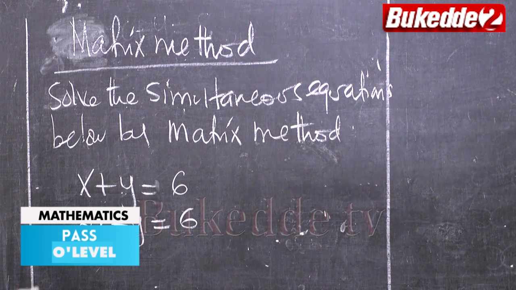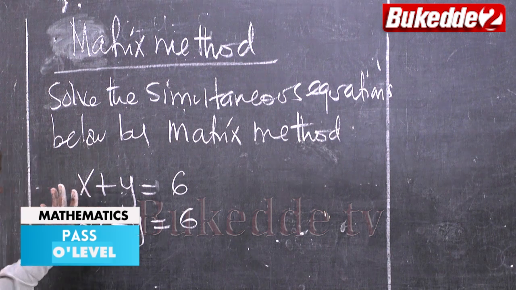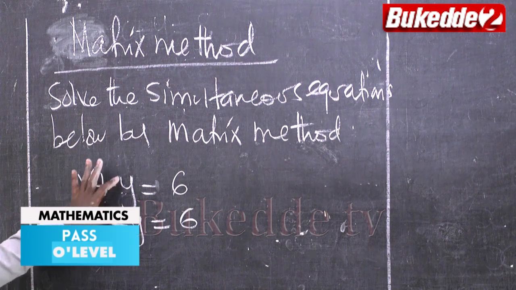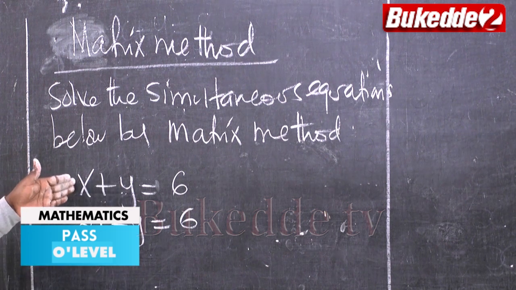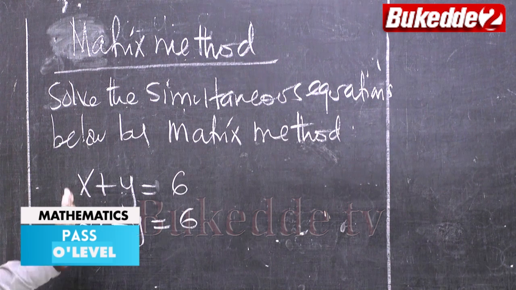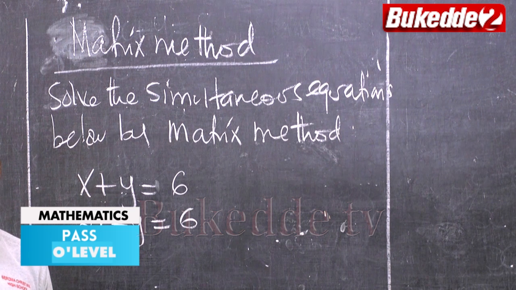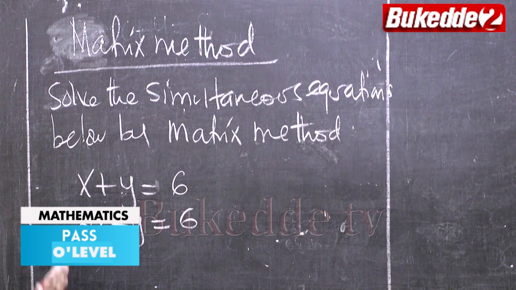Now, we need to make sure, before we move, that our equations are arranged in such a way that the unknowns are aligned together. If the first one is x, we should have x here as well. If here we have y, we should have y here as well. That should be the first step. Before you move any further, arrange your equations so that the variables are aligned vertically. x, x, y, y. And then you can move on.